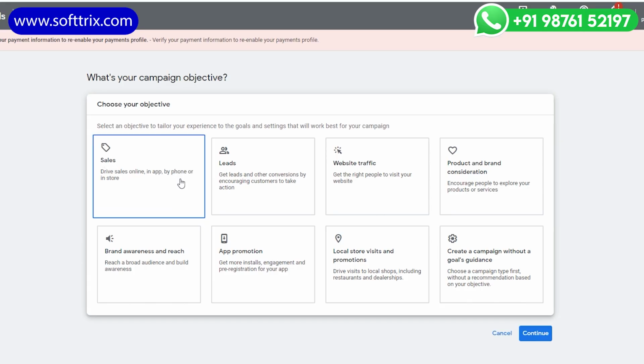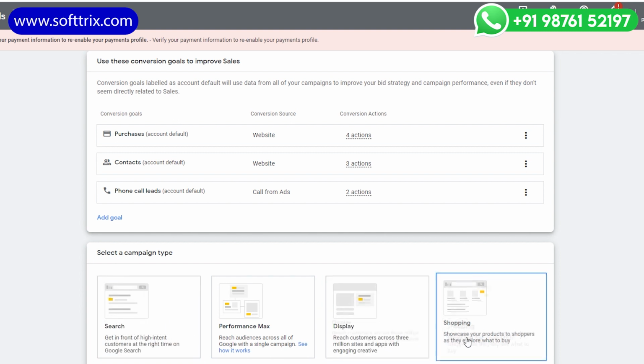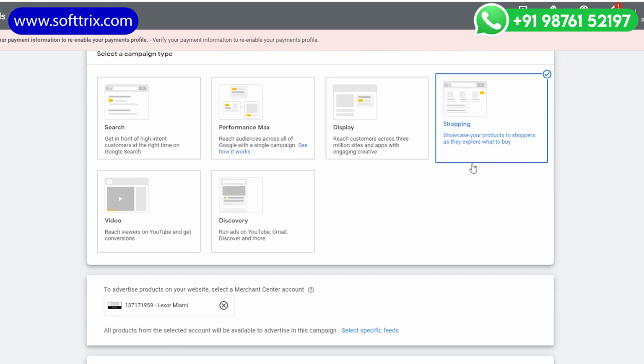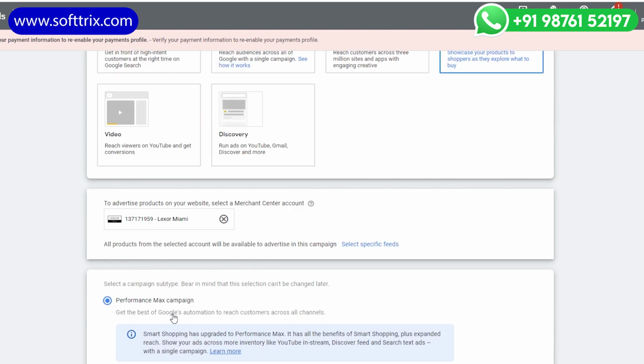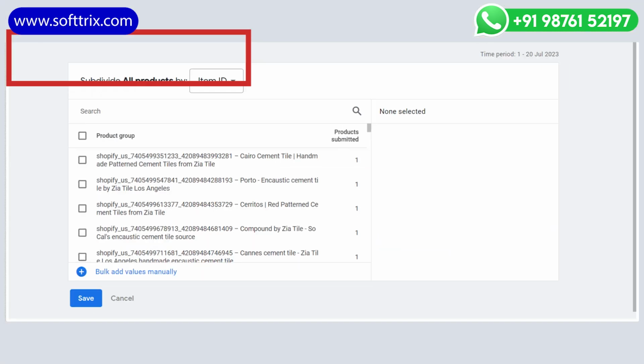Now for those people who don't know what is standard shopping and what is Pmax shopping, a standard shopping campaign is basically when we use the Google standard shopping setup and we set up the campaign for all the products, or we can set up campaigns for various product types.